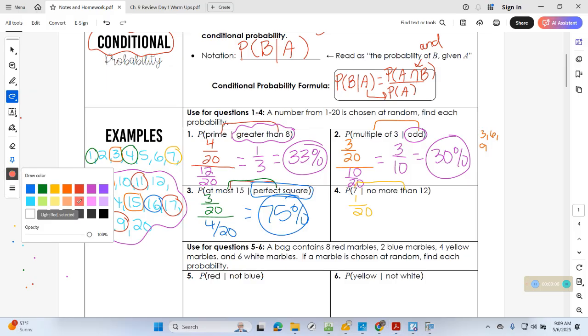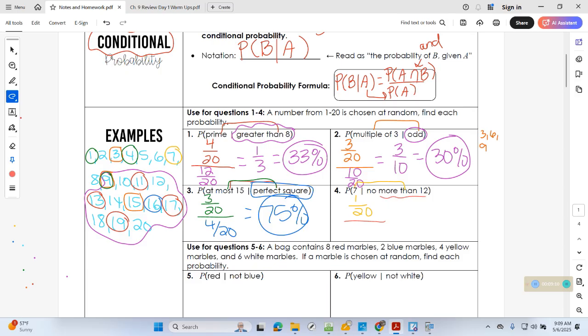Okay, let's do pink for the bottom. No more than 12. So what does no more than 12 mean?